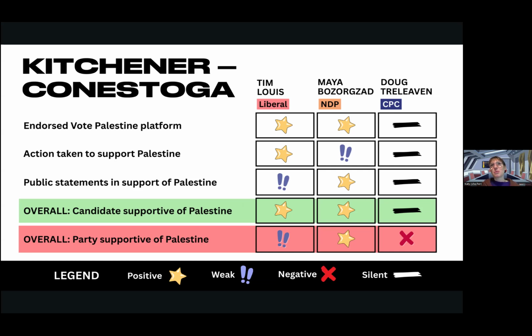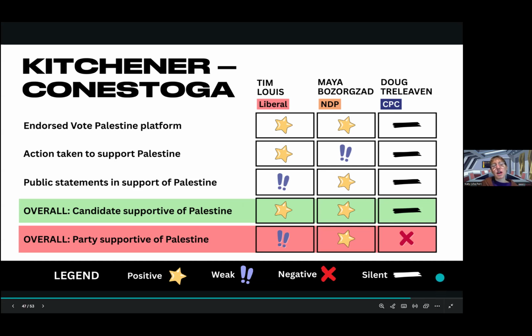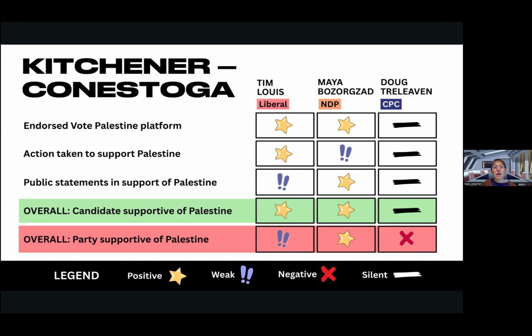It was a conversation we had, what counted as a statement, what counted as an action. But just making a public statement isn't enough. Just posting on social media is not enough to be indicative of actions that are taken.